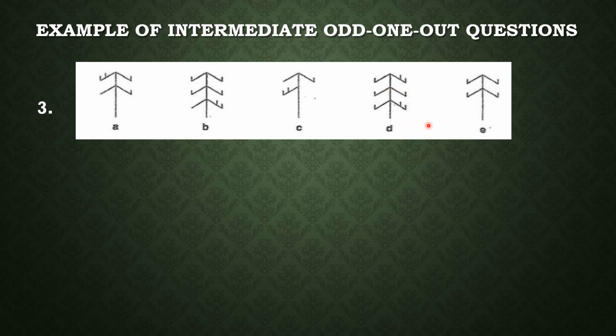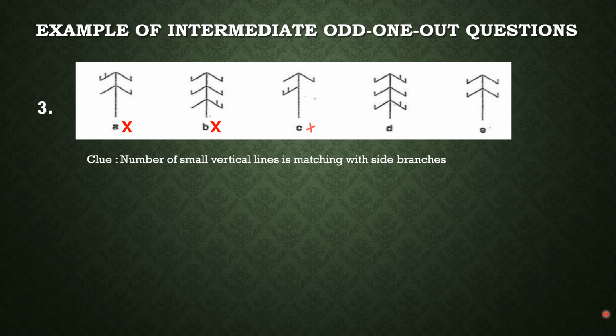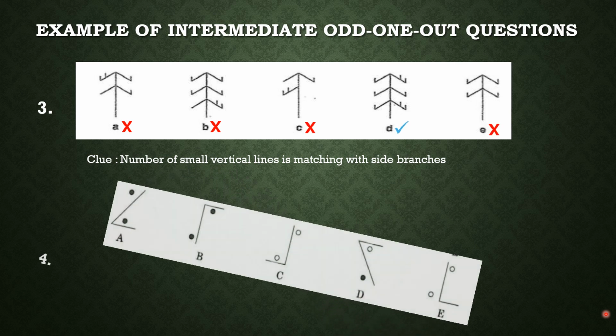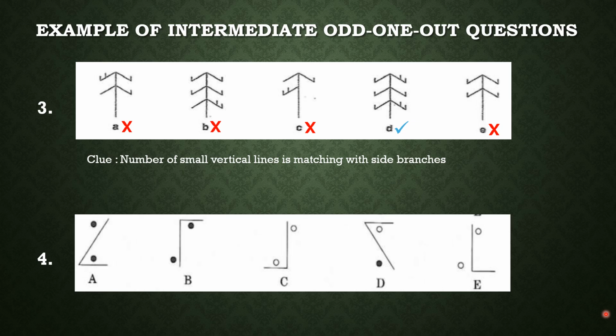If we go by that rule, option D is not matching because here we see six horizontal lines, but we have eight small vertical lines. So in this example, the clue is that the number of small vertical lines matches the side branches. That's the rule, and option D is not following that rule. So option D should be the odd one out. Now let's have a look at the next example.